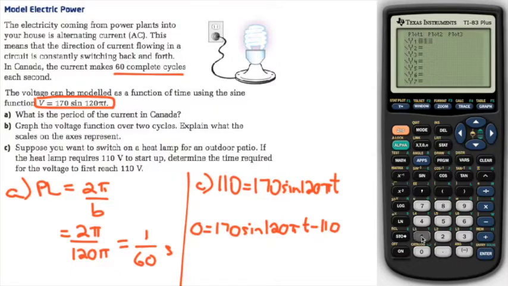And we can input the function. So 170 sine of 120 pi. We have to put an x in the calculator, but it's the same thing. Close the bracket, minus 110. And we can graph this out.